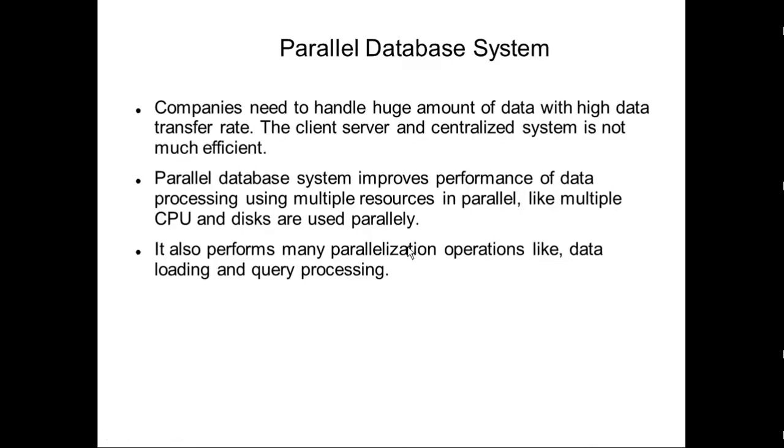Then the next is the parallel database system. This parallel database system is basically used in companies. Companies need to handle huge amounts of data with a high data transfer rate. But the client server and centralized cannot do this. And for improving the performance, parallel database systems were invented. This parallel database system improves the performance of data processing using multiple resources in parallel, like multiple CPUs and disks used in parallel. It also performs many parallelization operations like data loading and query processing.